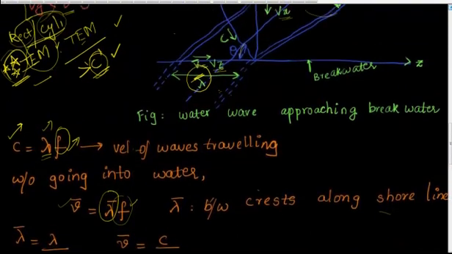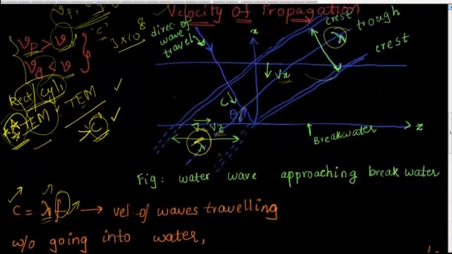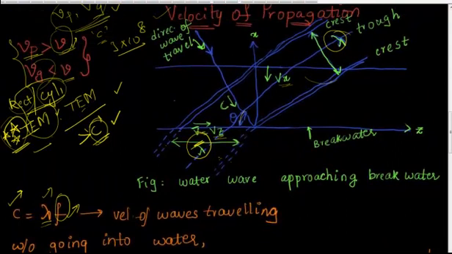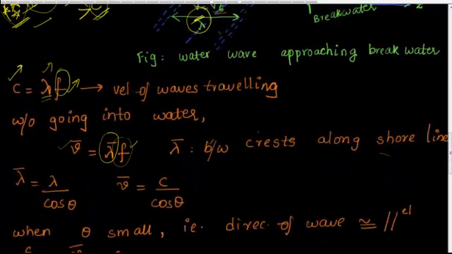Look at the figure. This is lambda and this is lambda bar. You consider, this is also lambda. This is a right angle. So you can write this, and you can easily get this relation: lambda bar is lambda by cos theta. And you know this relation, so you can write V bar is equal to C by cos theta.